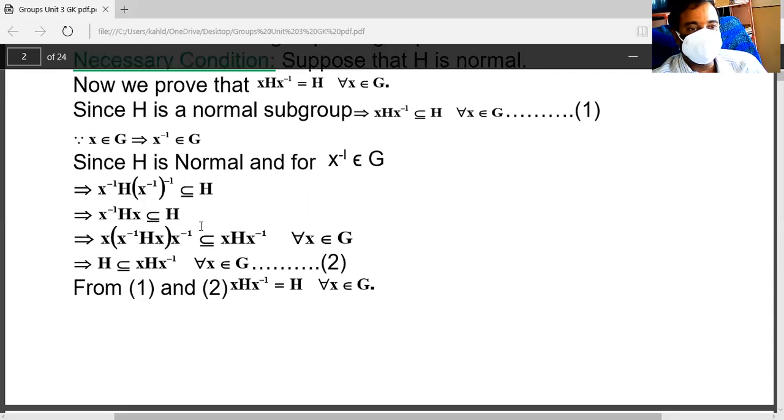Now by using the associative law, what happens? x x inverse is identity, and here also x inverse x is identity. So it becomes E H E, which is H. The total becomes H is contained in x H x inverse. Let it be 2. From 1, what we have learned? x H x inverse is contained in H, and the second one, H is contained in x H x inverse. From 1 and 2, we can say that x H x inverse is equal to H. Okay, students.